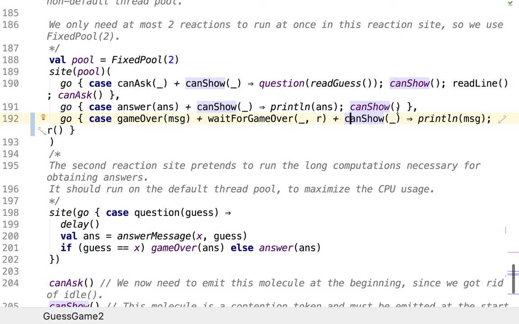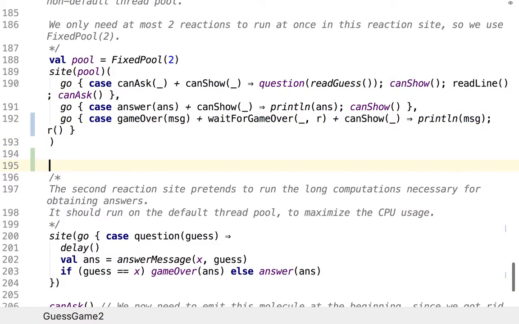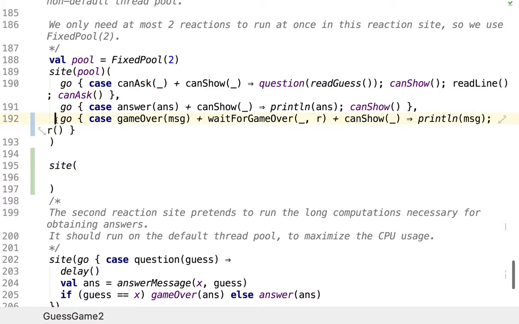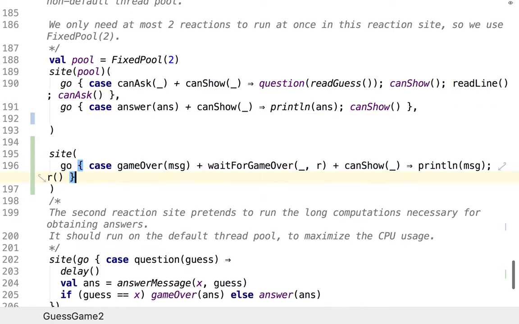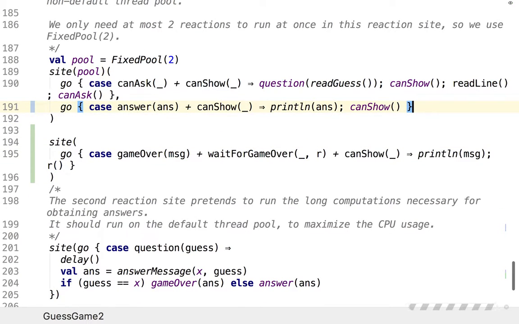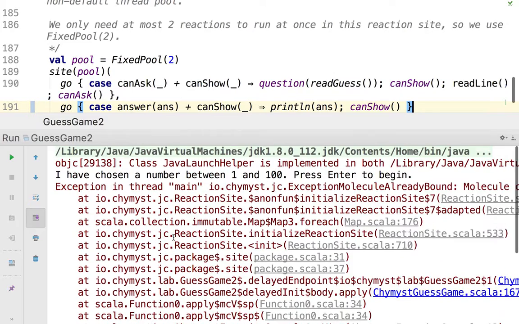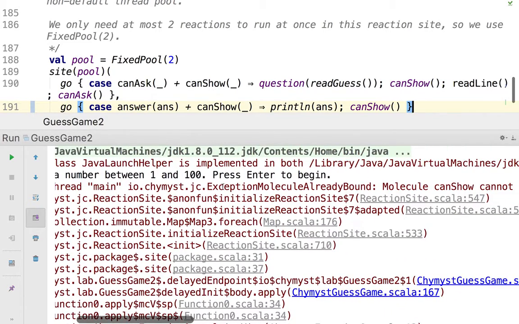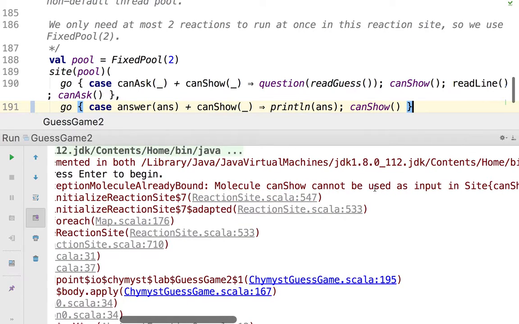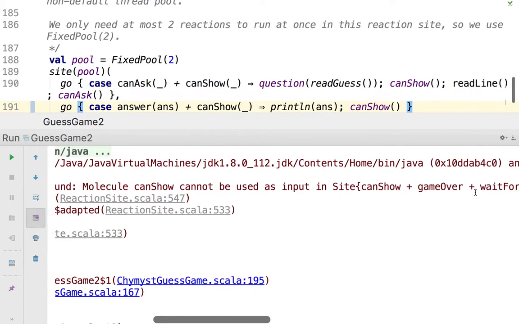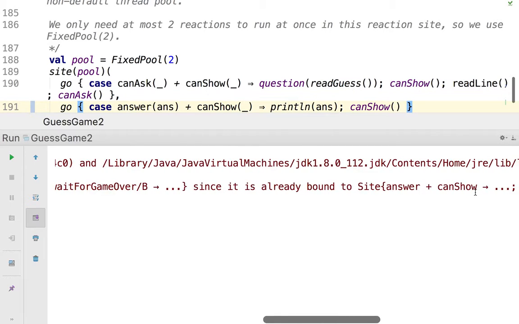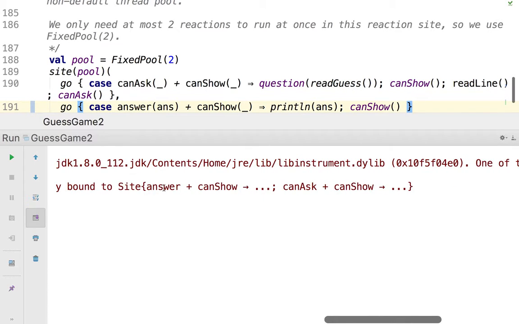And the reaction declared at a different reaction site would not have any access to that storage. So if I actually try to do that, if I try to declare a different reaction site with this reaction, then my code will not compile. It will, actually no, it will compile, it will not run. There will be an error early at runtime. There it is. Exception, molecule already bound. Molecule cannot be used as input in this reaction site, since it is already bound to another reaction site with these reactions.